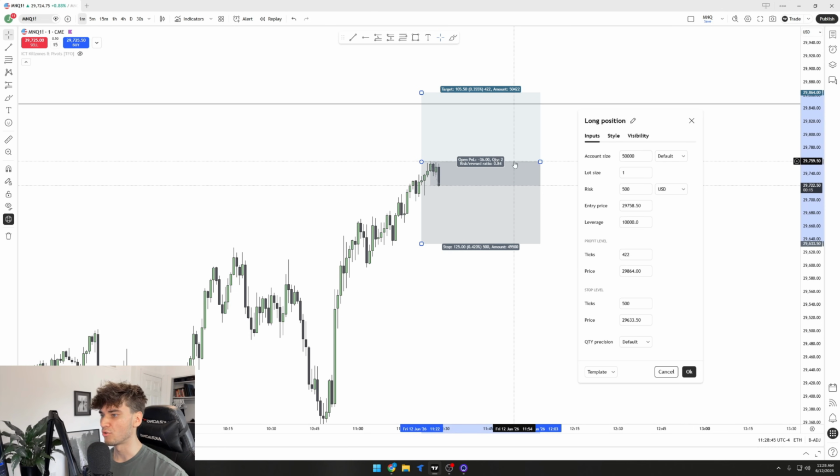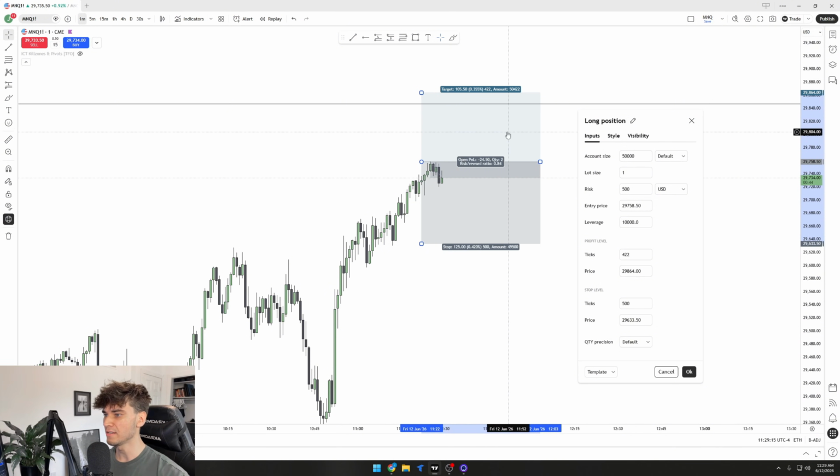So if we entered right here, that means our stop loss is 125 points. And as you remember, each point is $2. So if you multiply that by 2, we're at $250. But because we have 2 contracts that we're risking, it's $500 of risk. So 125 points times $2 per point is $250, times 2 contracts is 500. So that's the math you would have to do if you didn't have this position tool.